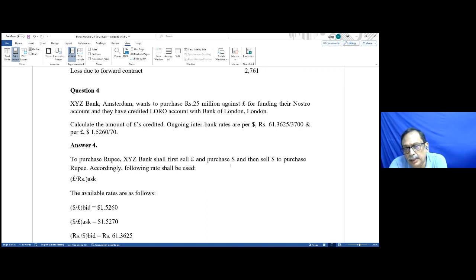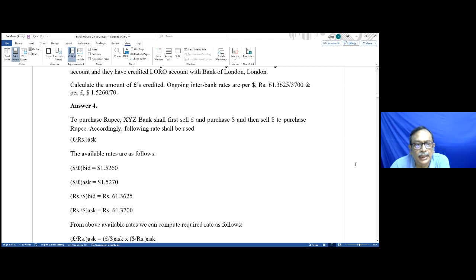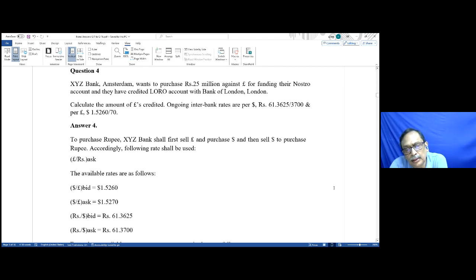Okay. So accordingly, following rate shall be used. That is, pound rupees ask. The available rates are dollar pound bid, that is dollar 1.5260. Then dollar pound ask 1.5270. It is given in the question.